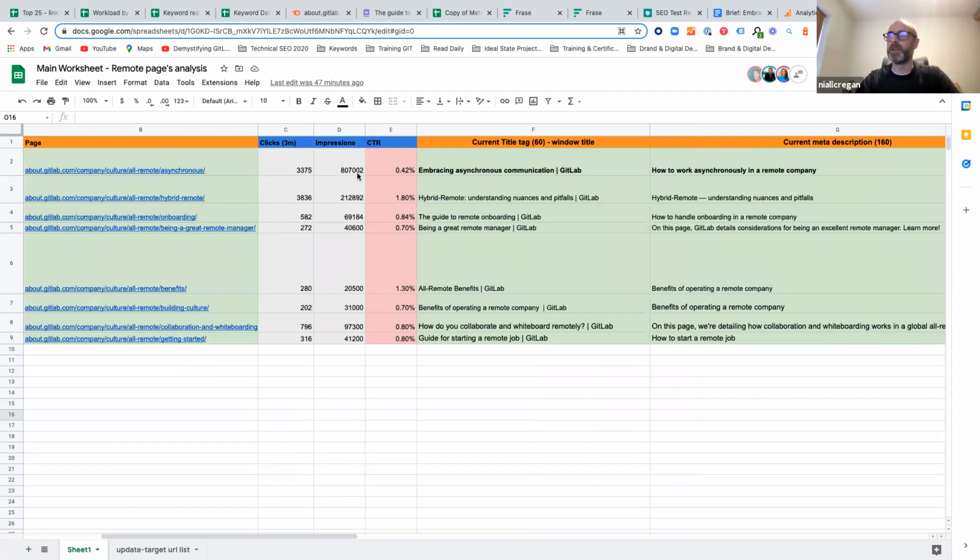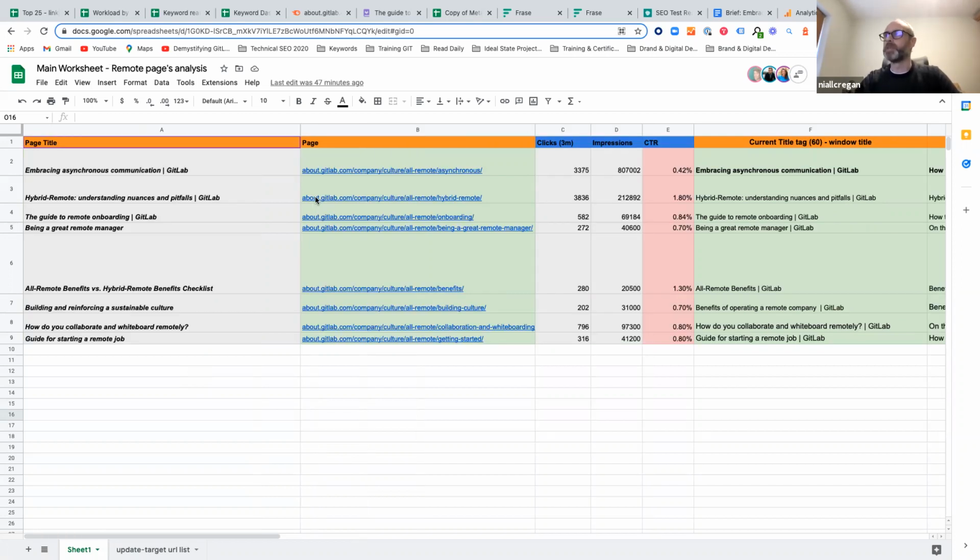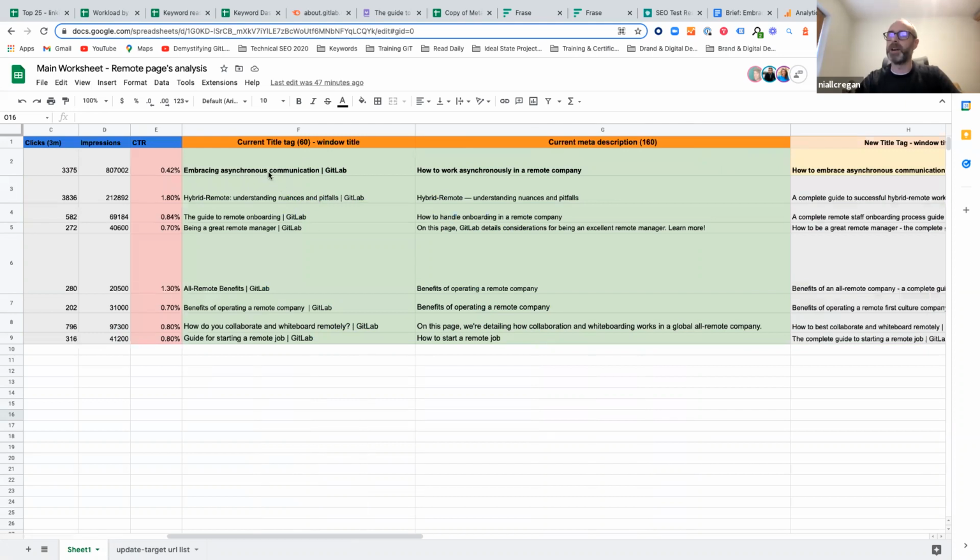compared to the number of impressions it was getting over a 3-month period. So then what I did was look at how we can optimize the title tag and the meta descriptions to make it more enticing and to maximize the real estate. In terms of title tags, you can use up to 60 characters, and I think it's about 160 or so for your meta description.